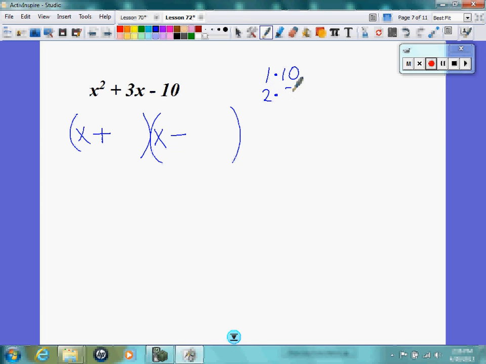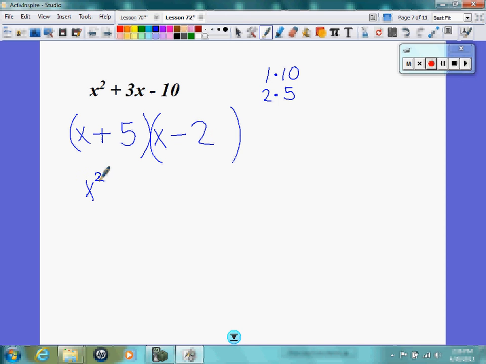2 times 5, their difference is 3. Now we look at this sign, it's positive. Now we look at this sign, it's positive. So our larger of the two factors of 10 is the positive one: 5 and 2. If we multiplied this out using FOIL, let's go ahead and do that.